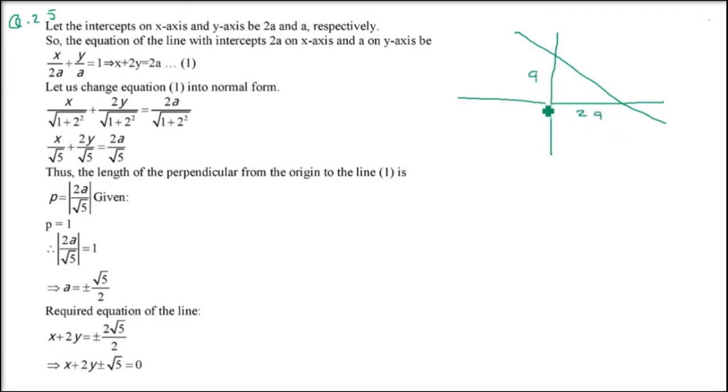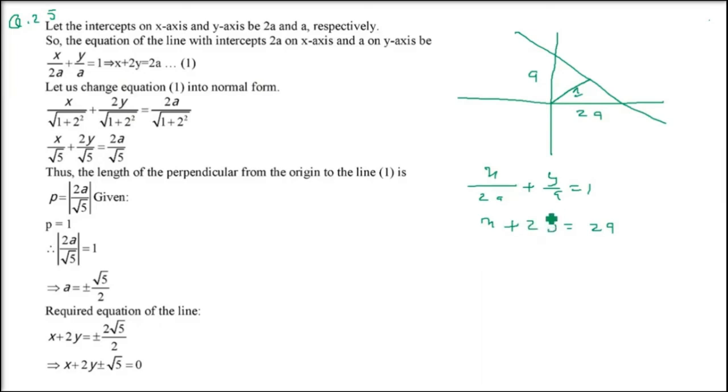So the equation will be x by 2a plus y by a equals 1. Multiply both sides by 2a, you get x plus 2y equals 2a. So this is your equation. Now we need to convert it into normal form because this distance p is given. P distance from the origin is given, which is 1, which is unity.